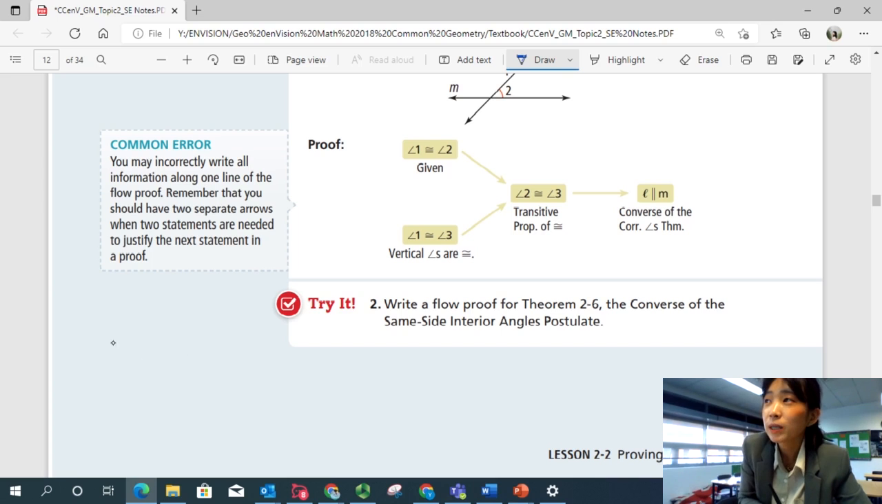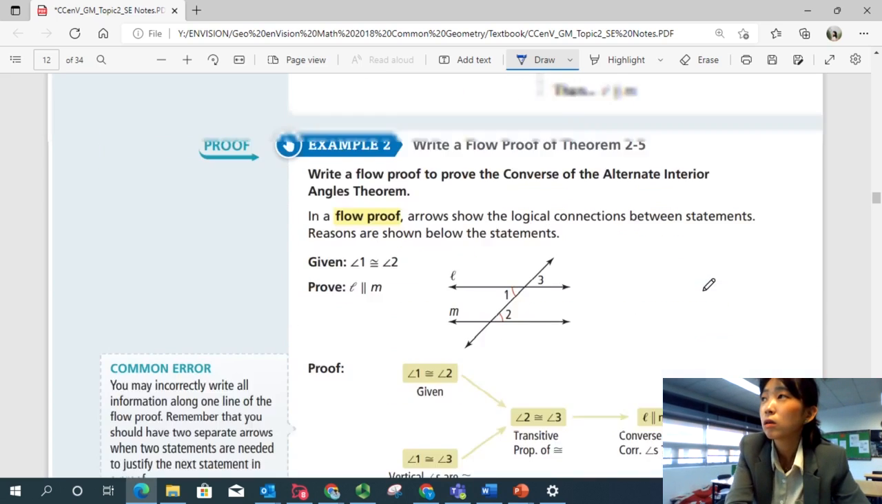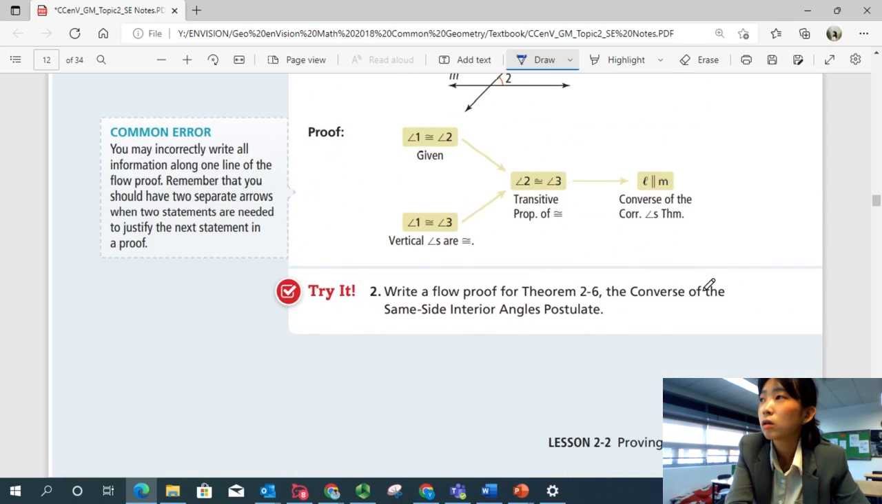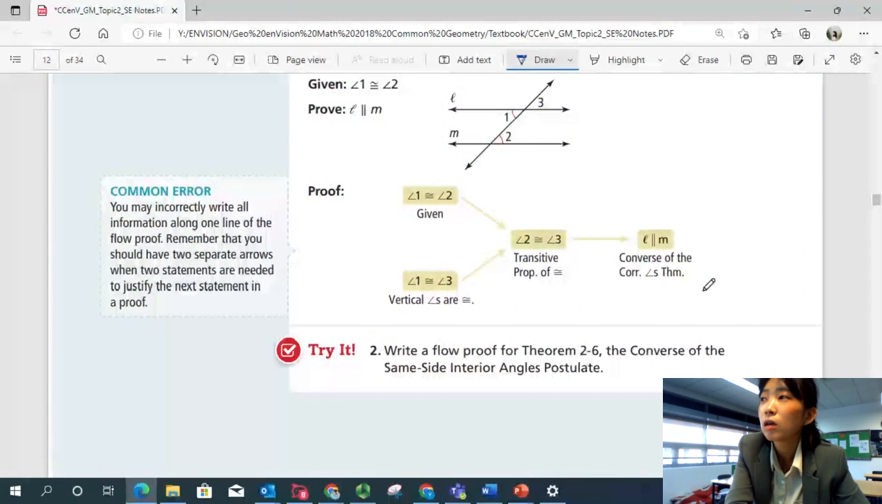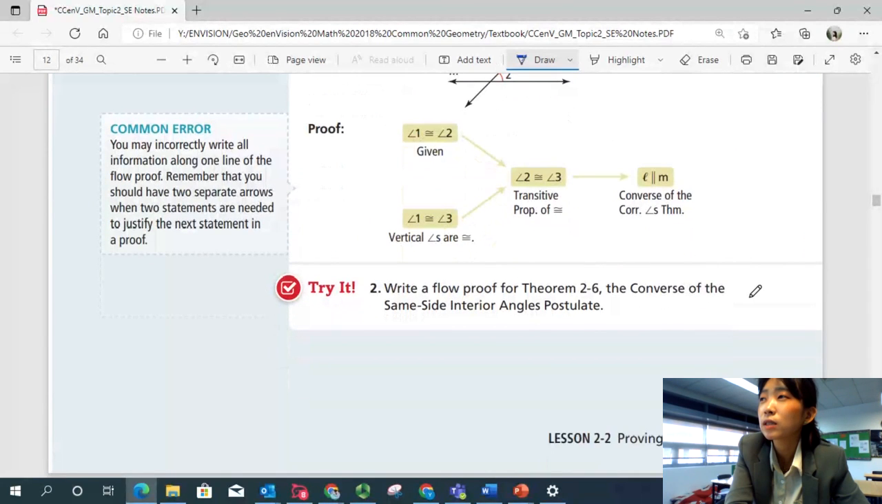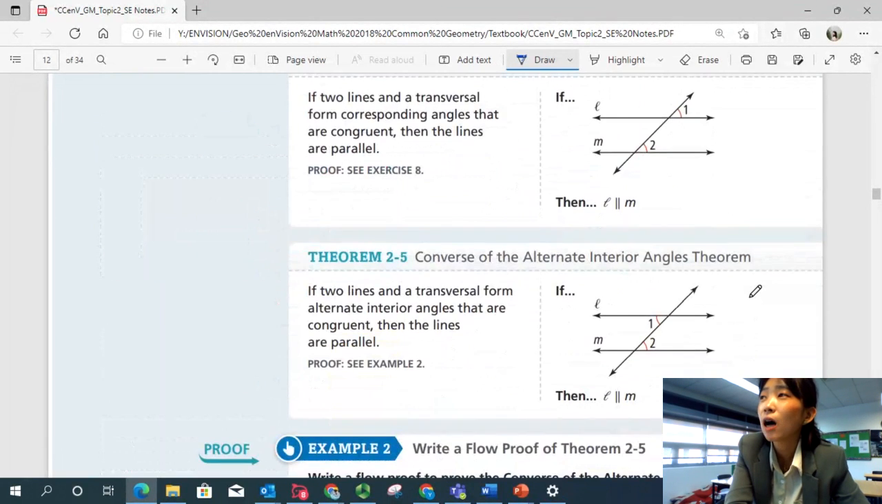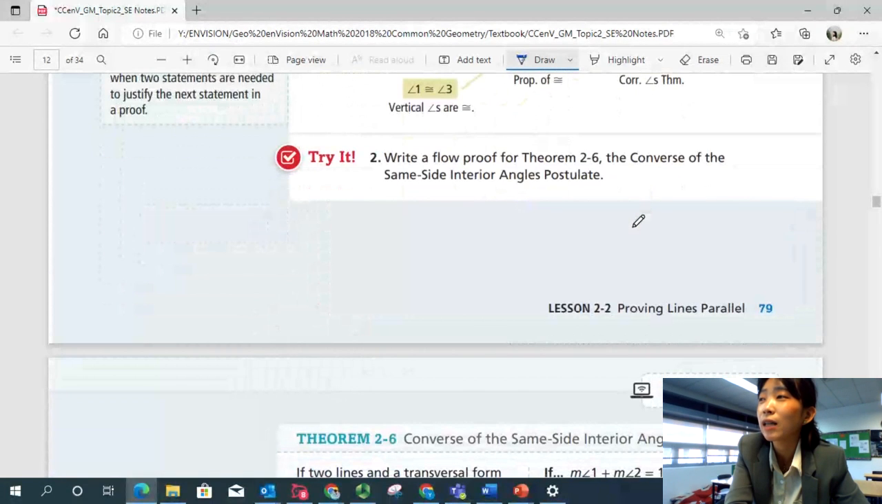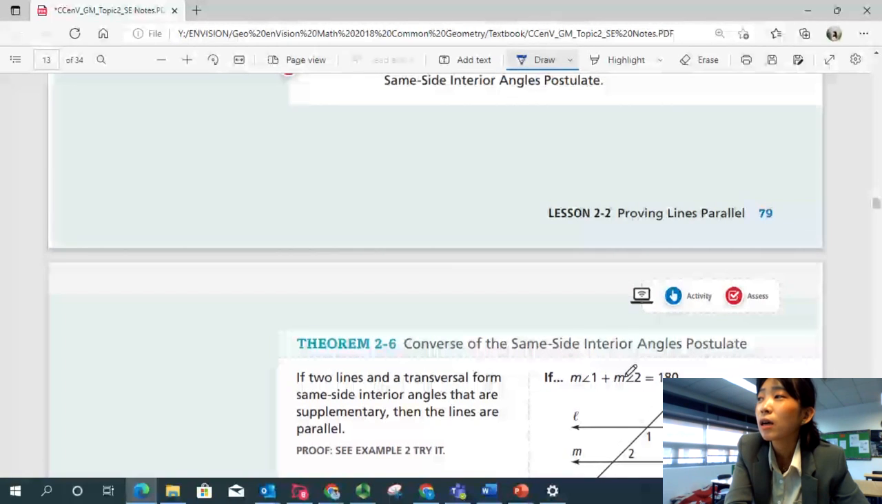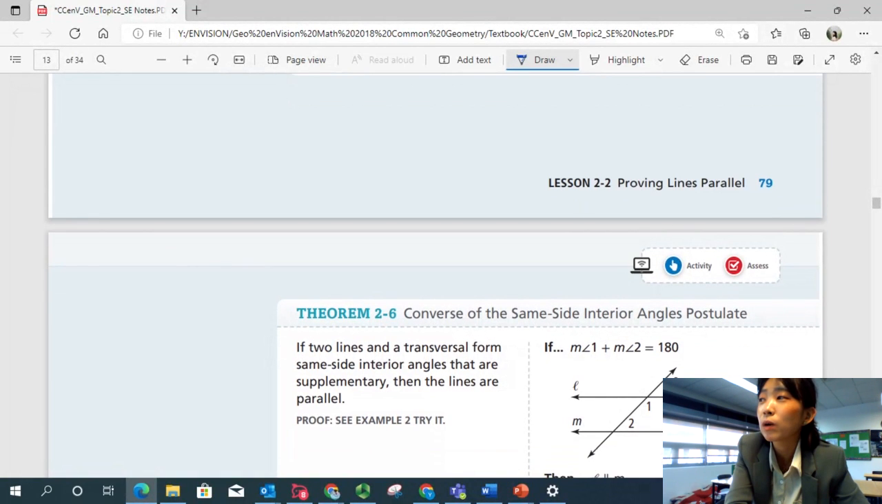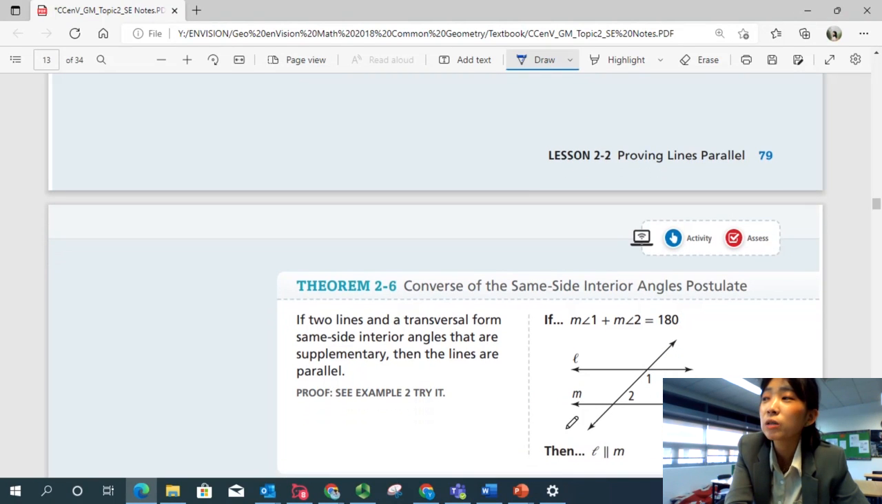We're going to start with the given information. What is the given information? So 2-6, converse of the same side interior angles postulate. It's not here yet, but it's going to come next. But you're given that angles 1 and 2 add up to 180 degrees, and you don't know if these two lines are parallel. And you want to prove that the lines L and M are parallel.